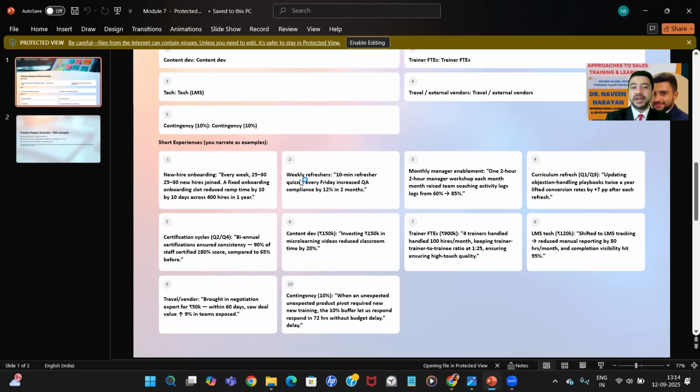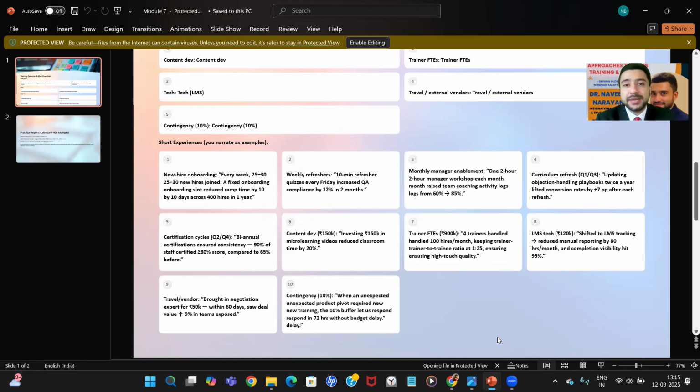Got it? Now, if I want to talk about the weekly refreshers, we can include 10-minute refresher quizzes every Friday, where we go through the compliance required by the quality assurance team. We focus on that again and again, so I had seen quality assurance scores increase by 12 to 15%. This is how the weekly refreshers usually help. I would do these on Fridays.